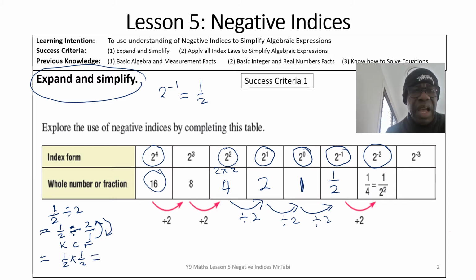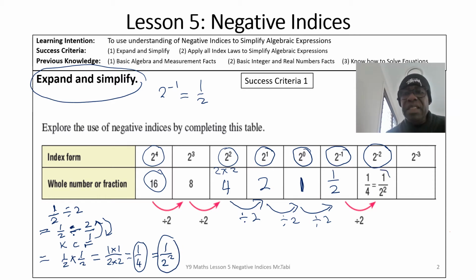And half times half is 1 times 1 over 2 times 2, which is 1 over 4, but we can also keep it as 1 over 2 times 2, that's 2 squared. That's why we have that as our result. So you can see logically 2 to the power minus 3 will be this 1 over 4 divided by 2 again, and that gives us 1 over 8, which is the same as 1 over 2 to the power of 3.